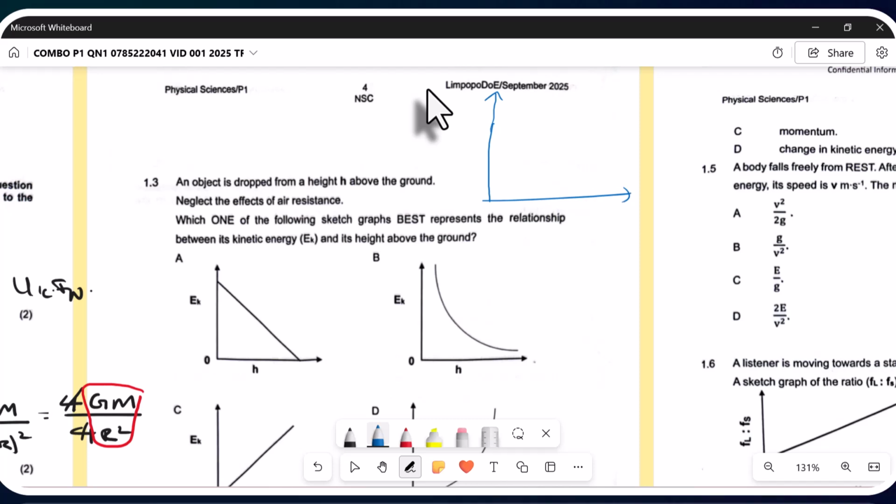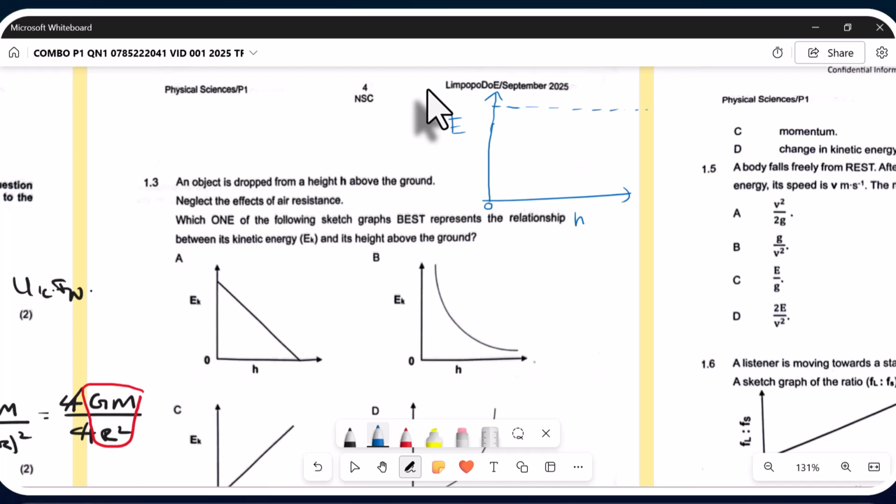This is the EK, and you see it is decreasing like this, okay? Note that when the height is 0, the EK is maximum here. And yes, I hope it makes sense to you. This is EP. When the height is 0, the EP is 0. That's why EP begins from here and goes shooting up like that. 1.4, Limpopo 1.4.